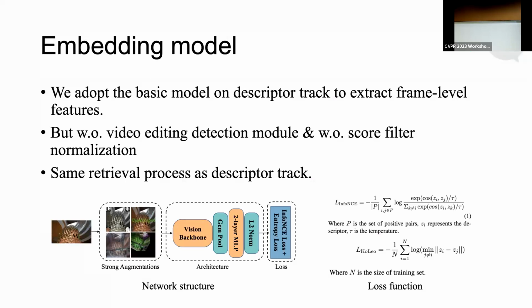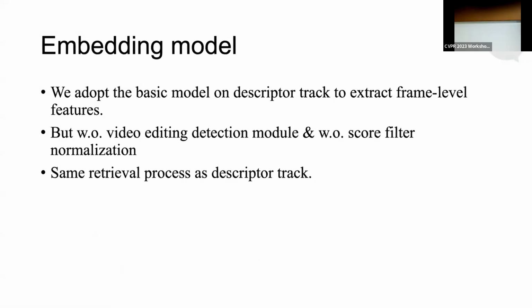For the embedding model, we use the basic model on the descriptor track to extract frame-level features. It is important to note that we didn't use the video editing detection module to filter out unedited videos and did not use score filter normalization. Then, we follow the retrieval process in the descriptor track to get the candidate query reference video pairs.